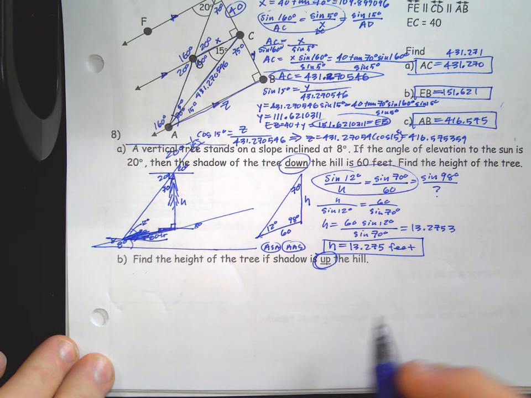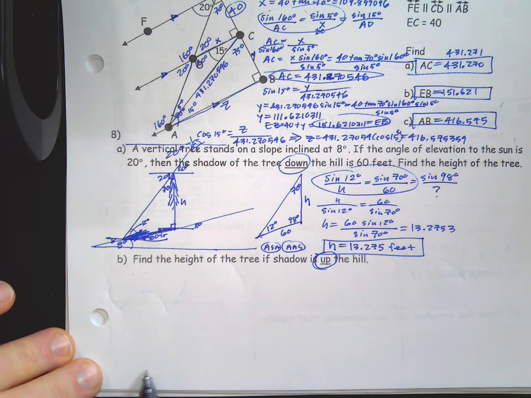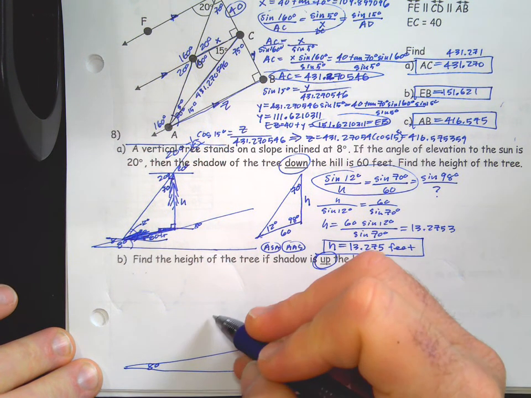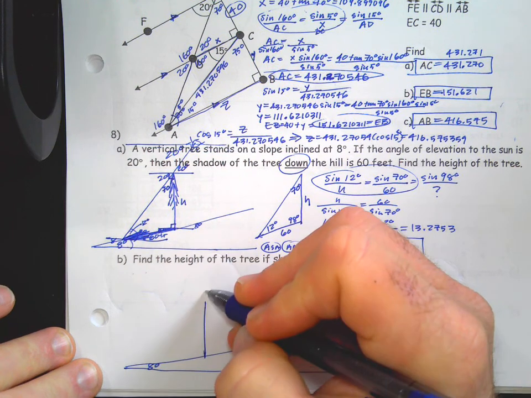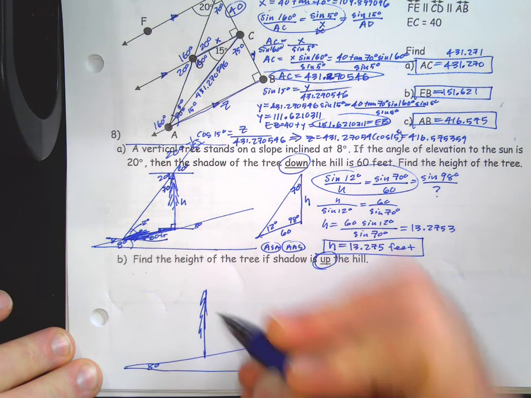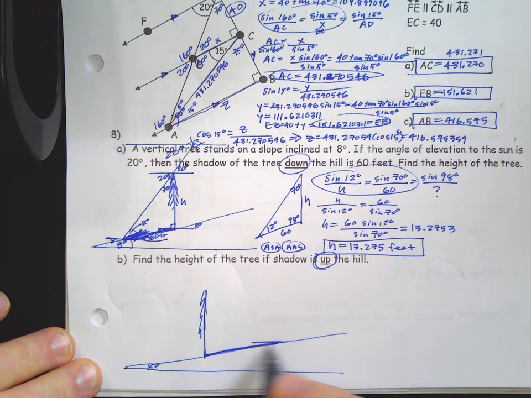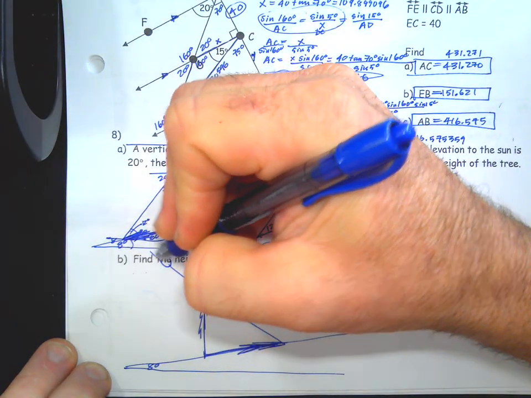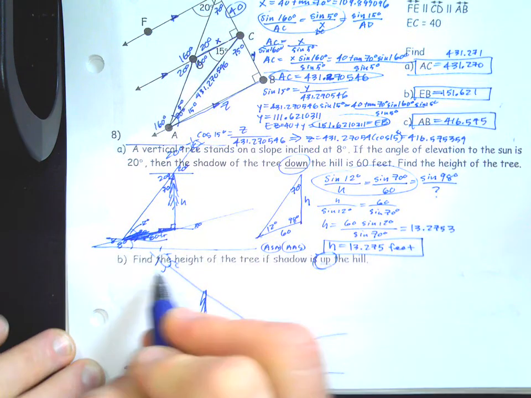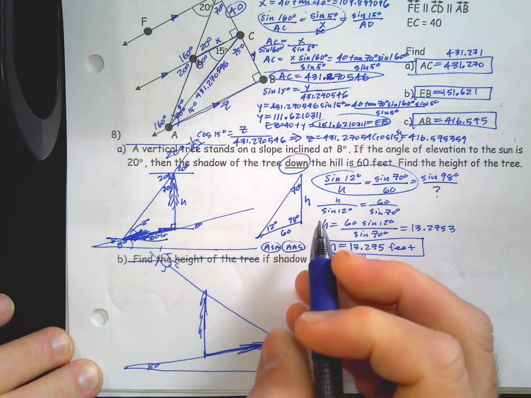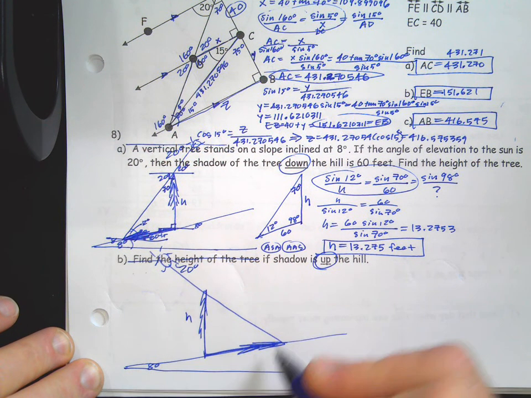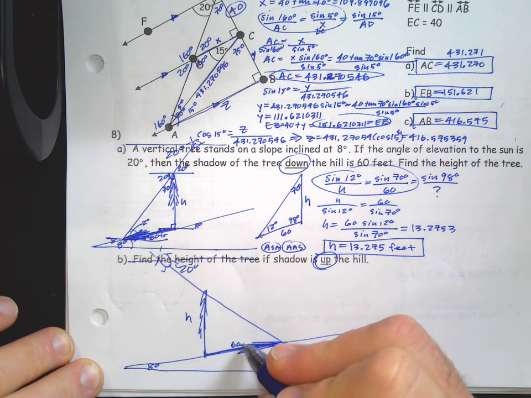Next one says find the height of the tree if the shadow's up the hill. Well, that's a new picture. I don't want to add anything to that picture, so let's draw a new picture. A lot of the information is the same. You have 8-degree slope. You have your tree. But now the shadow is going up the hill, which changes everything. So that means the sun has to be over here. Now the angle of elevation of the sun must be the same. Depression, 20 degrees. Trying to find the height of the tree. The length of the shadow is still 60 feet.